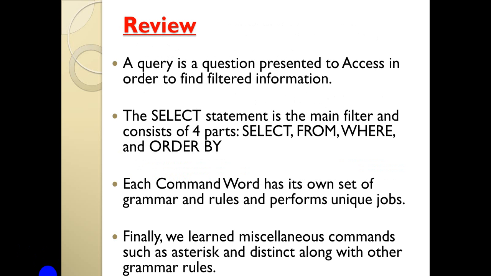Let's review. A query is a question presented to Access in order to find filtered information. The select statement is the main filter, and it consists of four parts: select, from, where, and order by. Each command word has its own set of grammar and rules and performs unique jobs. Finally, we learned miscellaneous commands such as the asterisk and distinct, along with other grammar rules. So that is it for our introduction. In the next module, we will get into the nuts and bolts of the where statement.